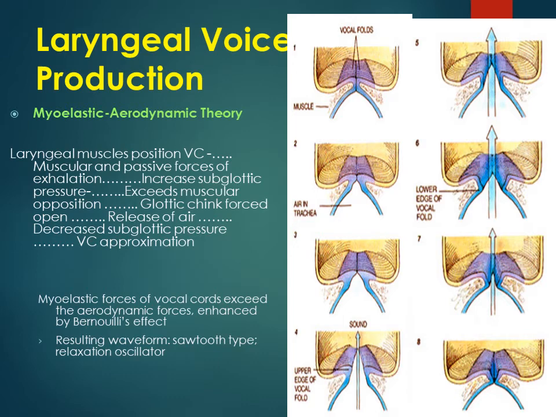this subglottic pressure exceeds the muscular opposition, so the glottic chink is forced to open with the release of air and the vibration of the vocal folds, and the control of the lengthening and tension of these vocal folds, in addition to resonation of the chambers in the upper aerodigestive tract. All of this gives different phonatory control of the developed voice.